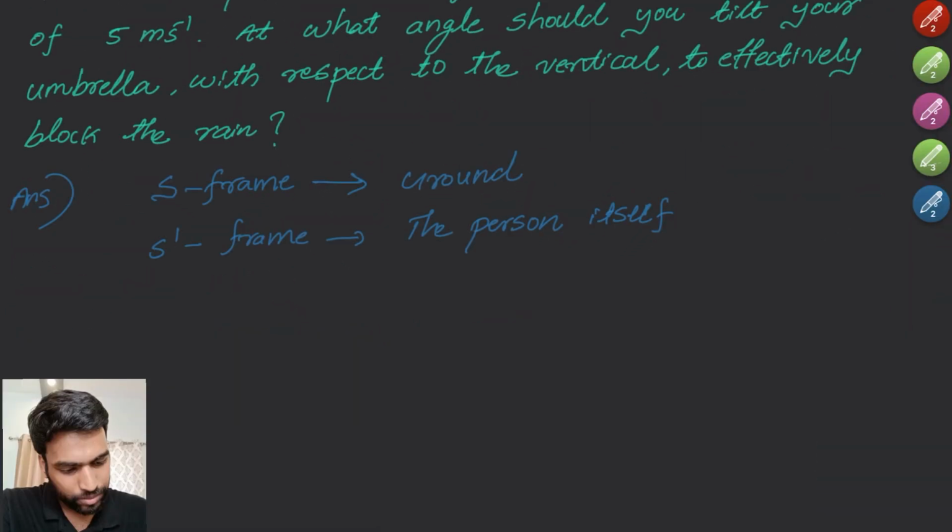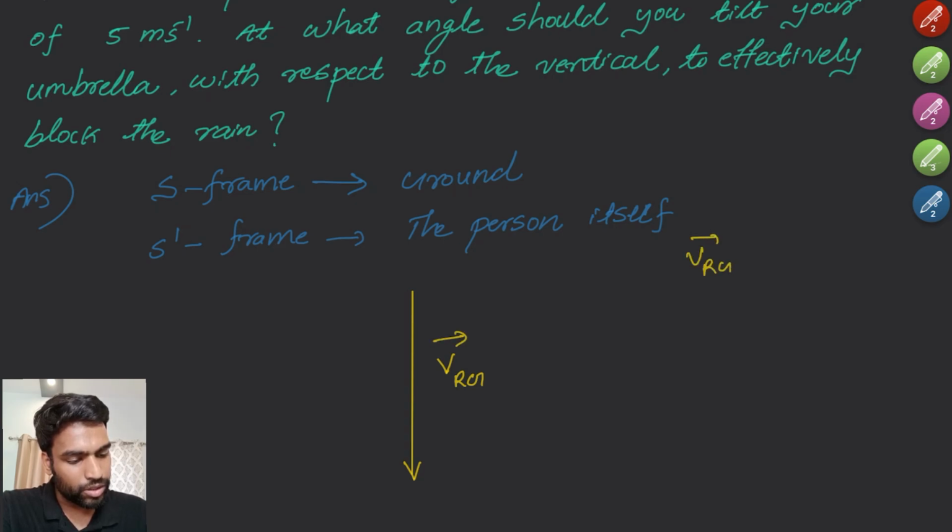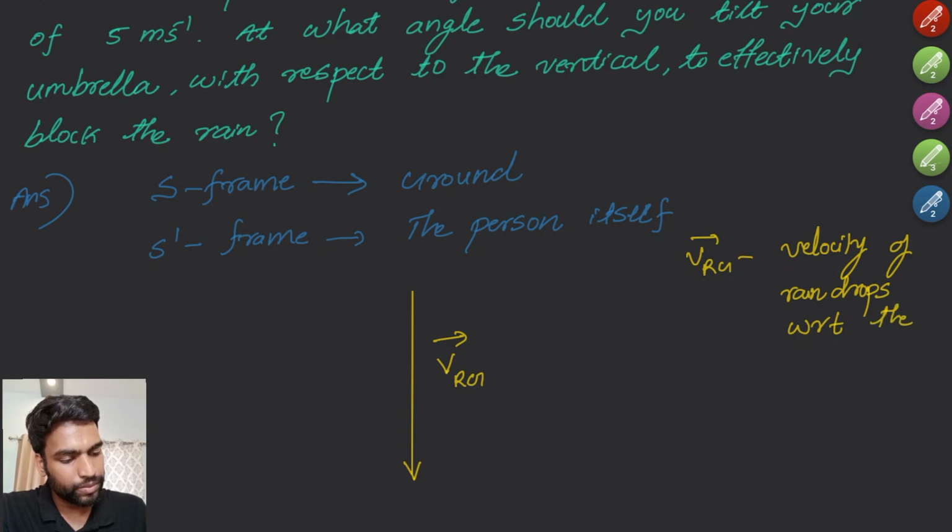Okay, right. Let's draw the direction of raindrops with respect to ground. So this is nothing but the velocity of raindrop with respect to ground. Let me write like VRG. So VRG is velocity of raindrops with respect to the ground, or S frame. Okay, right.